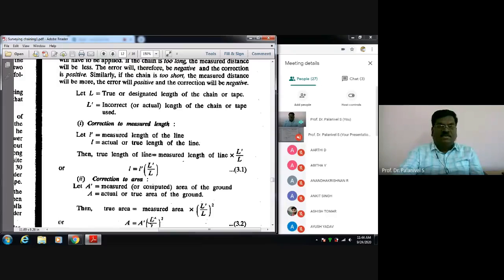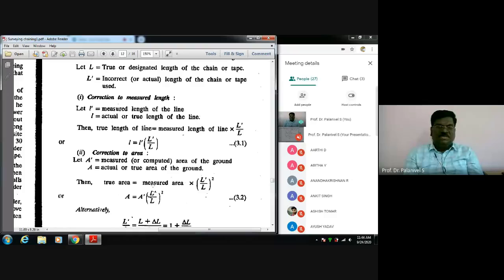Correction to area. If it is area, you have measured some length and breadth and you are computing area. Then later if you found that the chain is too short or too long, how to carry out correction? For that, A equal to A dash, the actual measured area into L dash by L, into whole square. This expression you remember. For length this one, for area this one.